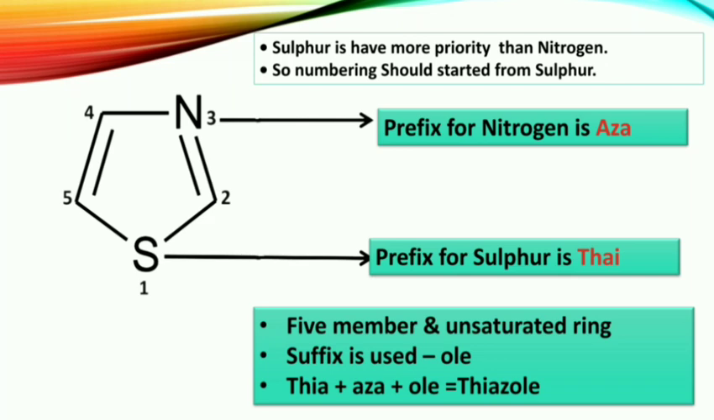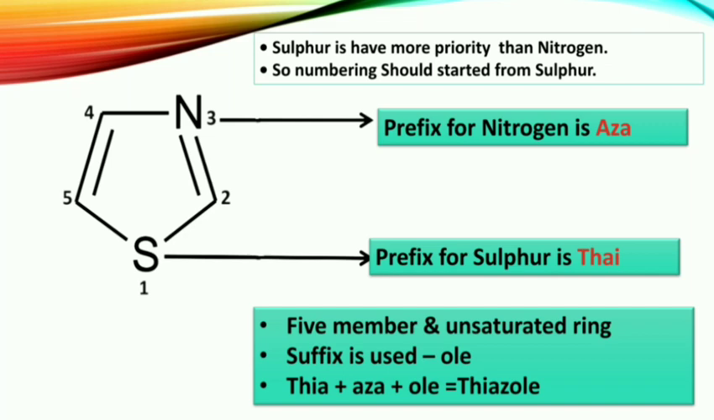The prefix used for nitrogen is aza, and for sulfur we use thia or thio as a prefix. See this structure. This is a 5-member ring structure, and we have a double bond, so it is an unsaturated ring. For an unsaturated ring we can use the suffix -ole. So combine thia as the prefix for sulfur, aza as the prefix for nitrogen, and the suffix used for the ring system, which is -ole.